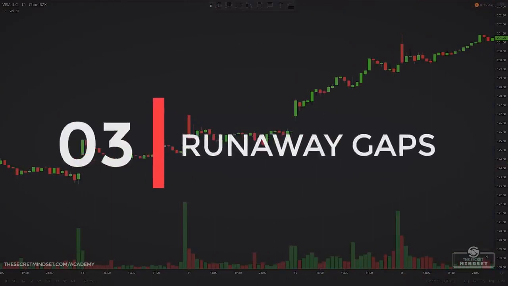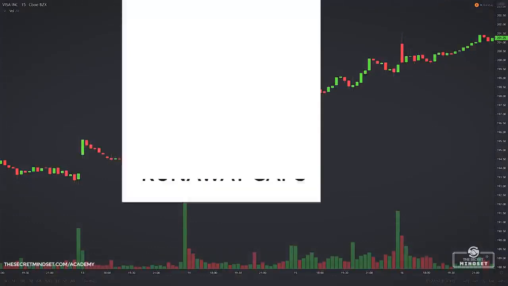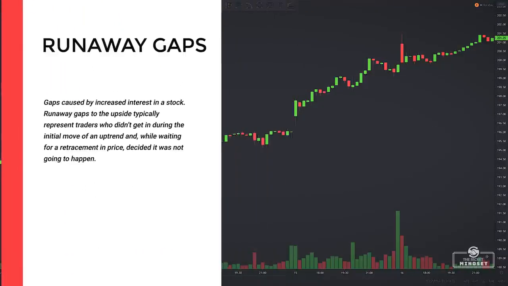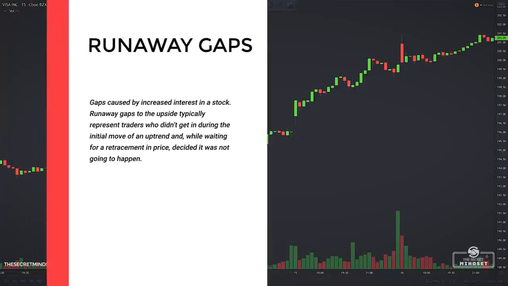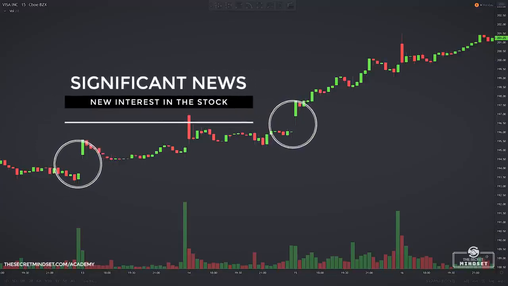Next type, runaway gaps. Runaway gaps are best described as gaps caused by increased interest in a stock. Runaway gaps to the upside typically represent traders who didn't get in during the initial move of an uptrend and, while waiting for a retracement in price, decided it wasn't going to happen. Increased buying interest happens all of a sudden and the price gaps above the previous day's close. Also, a strong uptrend can have runaway gaps caused by significant new events that cause new interest in the stock.